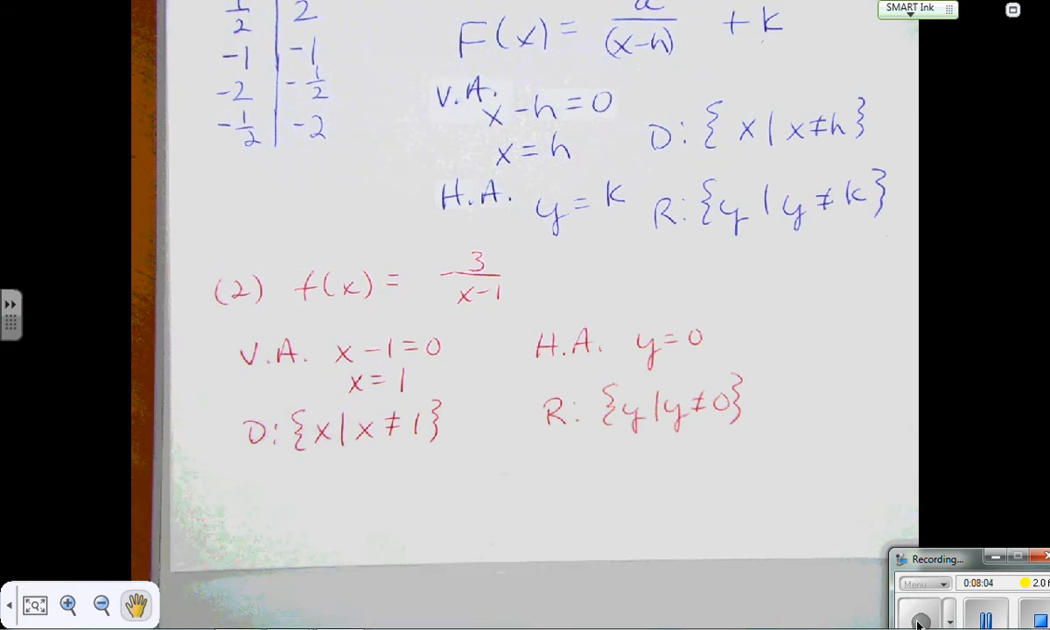Okay, any questions? So for your vertical asymptote, you took the denominator, set it equal to 0, solve for x. So x equals 1 is where your vertical asymptote is going to be. Domain, all values of x so that x does not equal 1. And then your horizontal asymptote is just y equals 0. So your range, all values of y so that y does not equal 0.